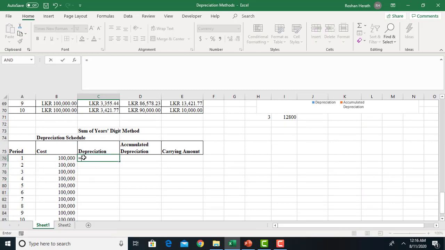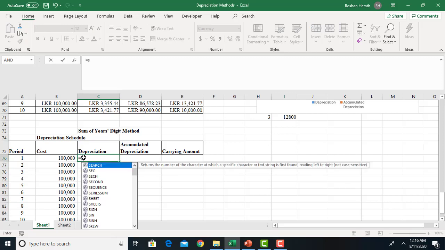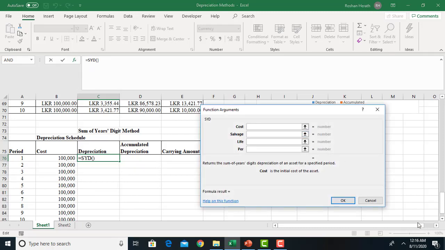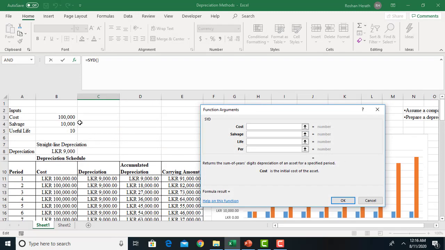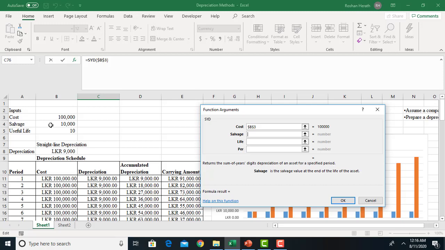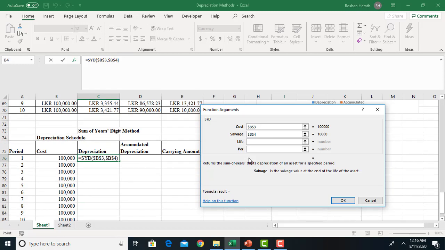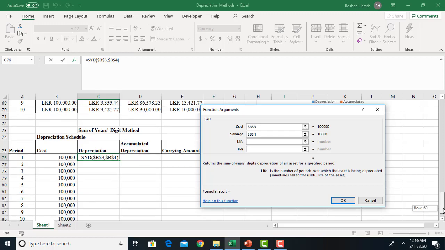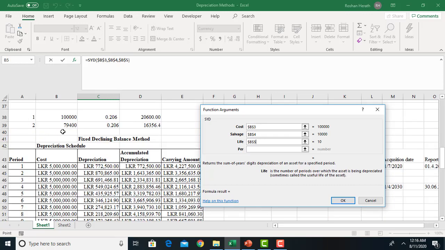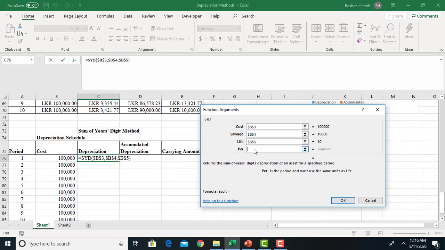Then the depreciation, now we are coming to the important point. Here we use SYD. So the cost information you can take, 100,000. The salvage, there you have it, 10,000. The life, 10. Then most importantly the period. So period runs from period 1 to 10.